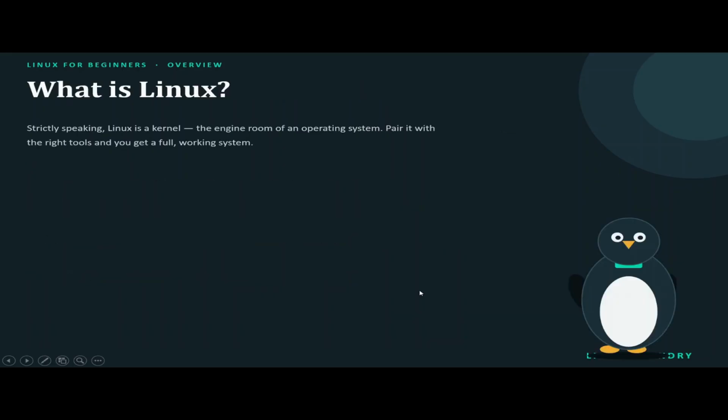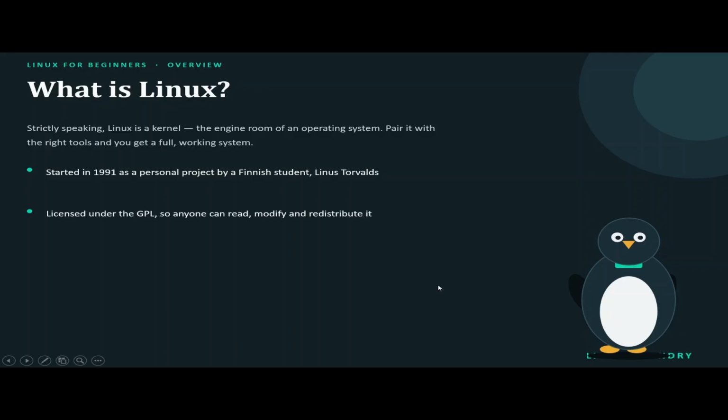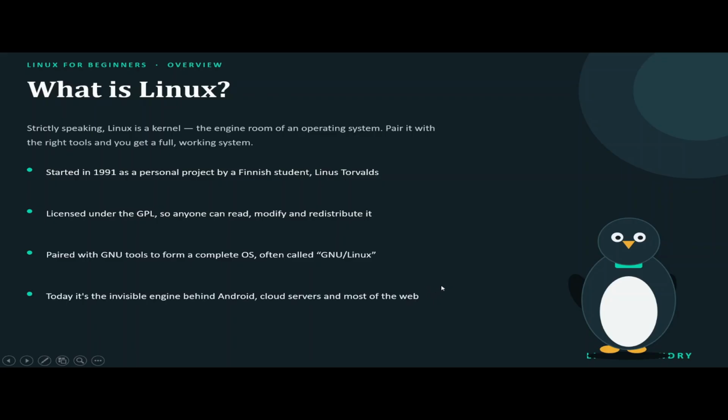So, strictly speaking, what is Linux? Technically, Linux is a kernel, the engine room of an operating system. Pair it with the right tools and you get a full working system. It started in 1991 as a personal project by a Finnish student, Linus Torvalds. It's licensed under the GPL, so anyone can read, modify, and redistribute it. It's paired with GNU tools to form a complete OS, often called GNU/Linux. And today, it's the invisible engine behind Android, cloud servers, and most of the web.